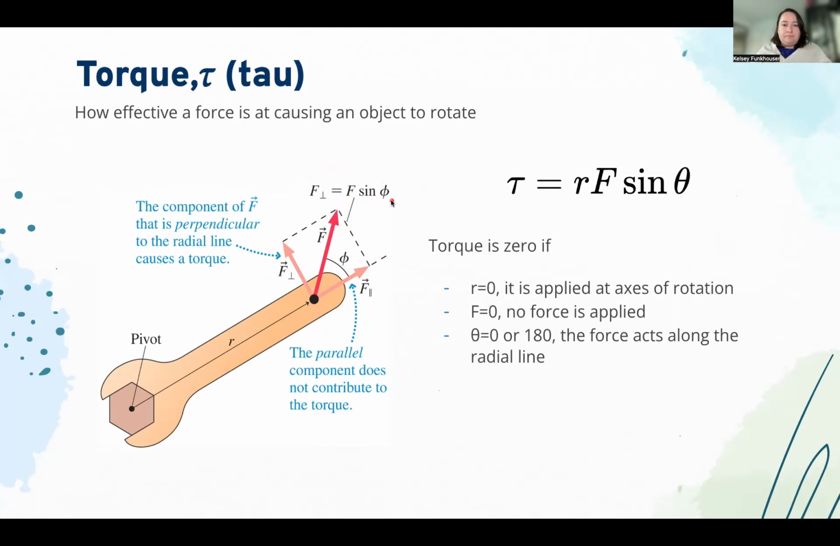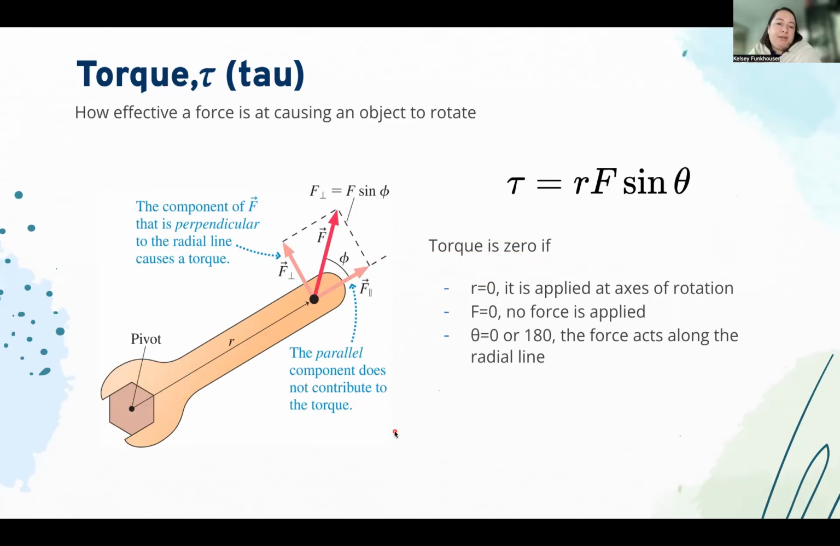An angle of 90 degrees between the radial line and the force applies the greatest torque. So if the force was just this perpendicular component instead of this angled one, this would give us the most amount of torque, and then this would give us the least because there would be no torque in that direction. And torque is 0 if the distance is 0. So if the force is applied to the axis of rotation or the pivot, there's no torque from that force.